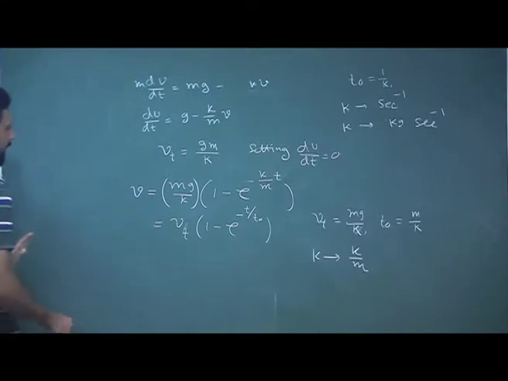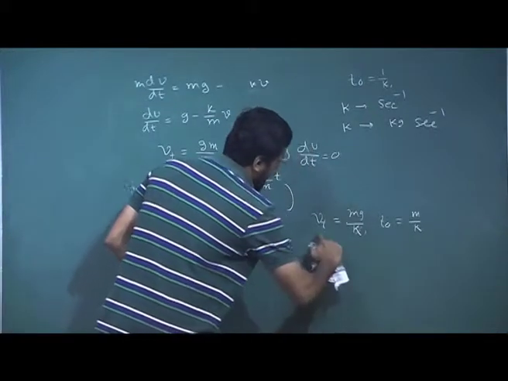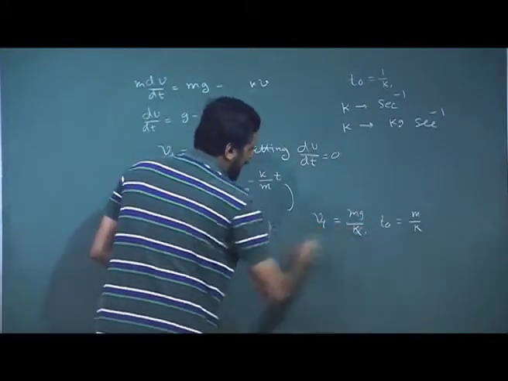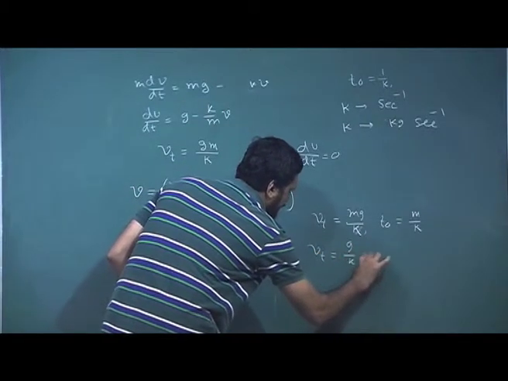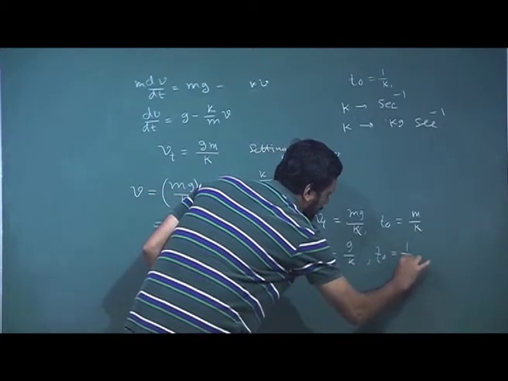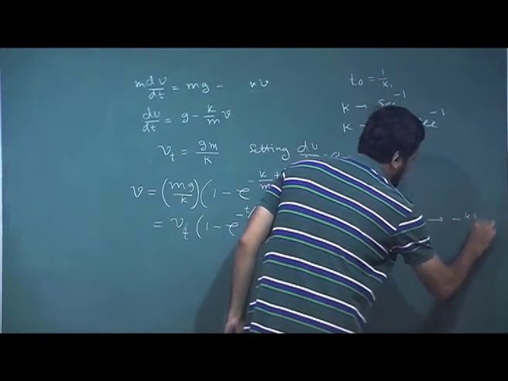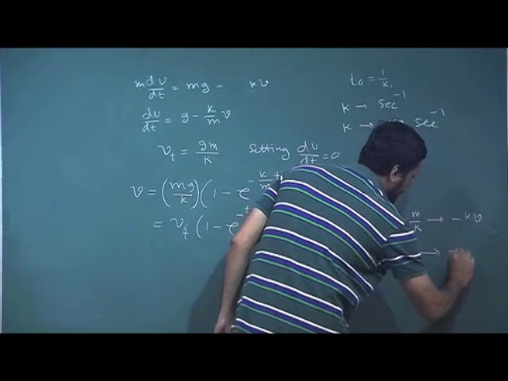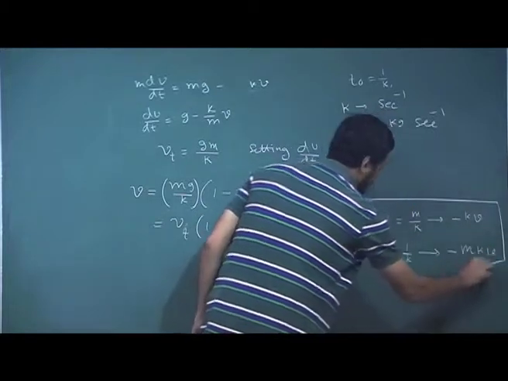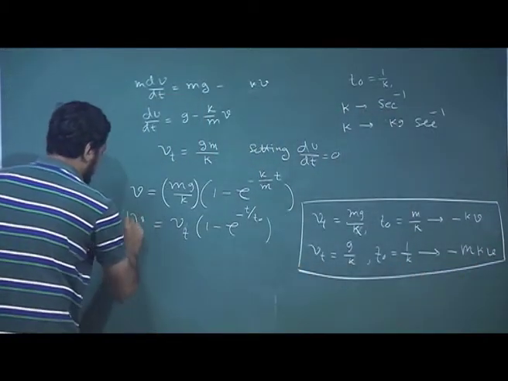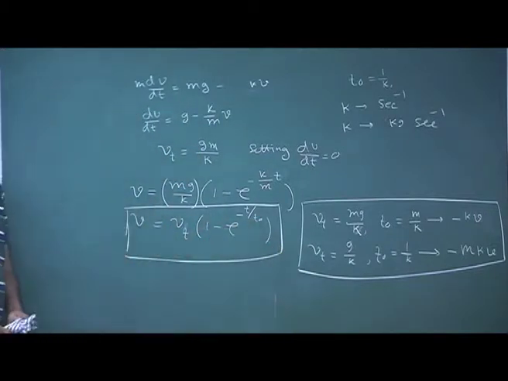In one case we have to use Vt equal to mg/k and t0 equal to m/k, and in the other case we have to use Vt equal to g/k, t0 equal to 1/k. This is if the initial force is given as minus kv, and this is if the initial force is given as minus mkv. Okay. The final equation becomes the same. Only the value of Vt and t0 will change.